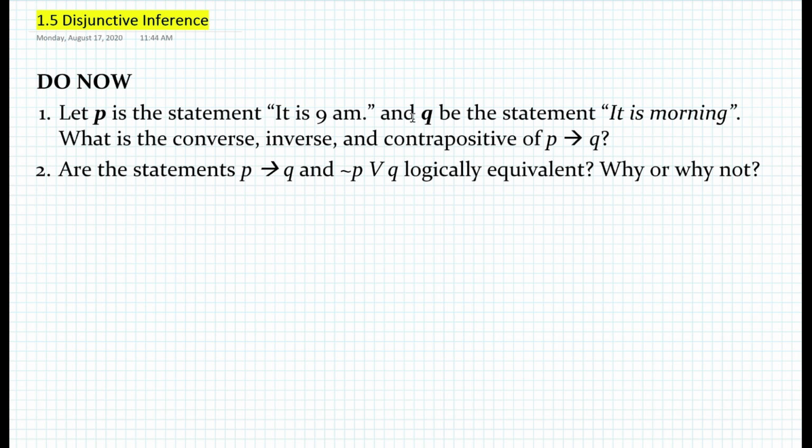In today's logic lesson, we will be learning about disjunctive inference. So here's the do now.